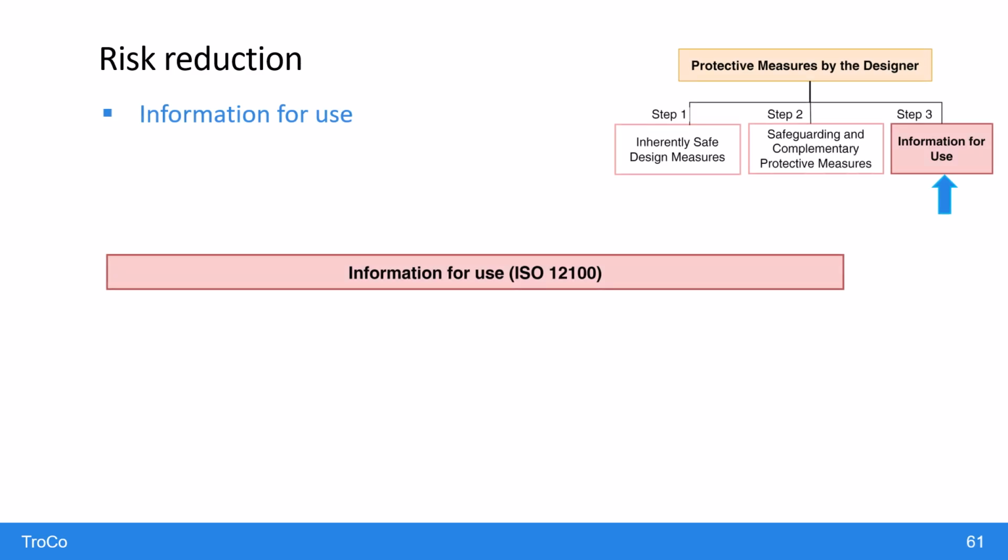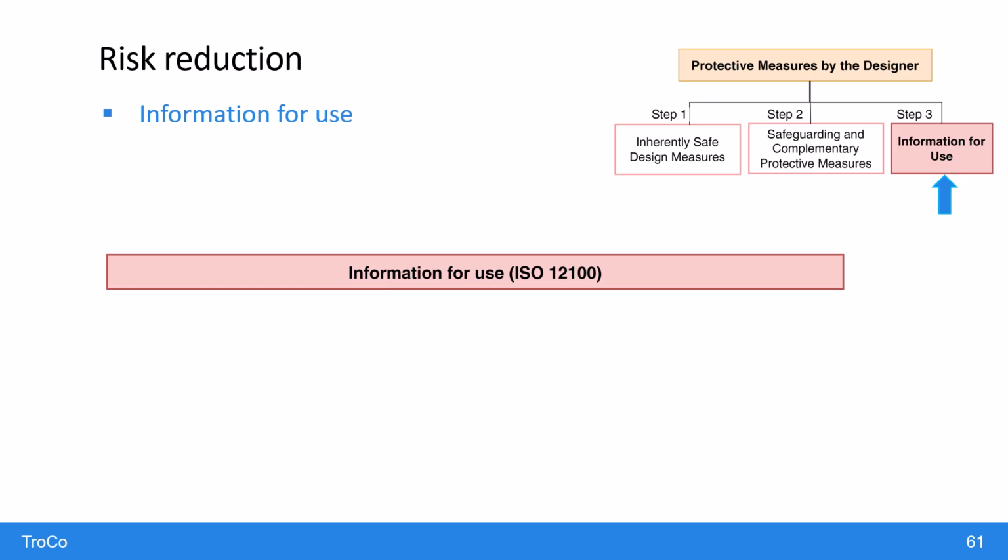Now let's move on to the third step of the risk reduction process, information for use. Clear and complete instructions are essential to ensure machines are used safely by both professional and non-professional users. This guidance supports safe and proper operation in all situations.